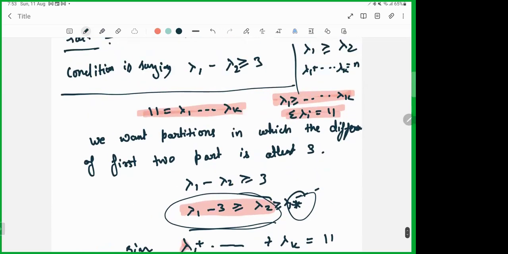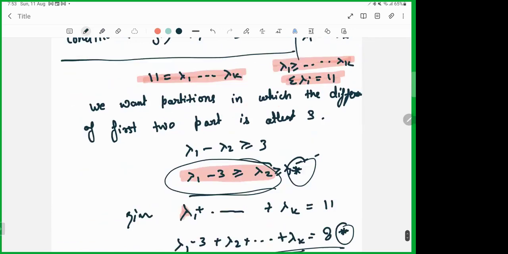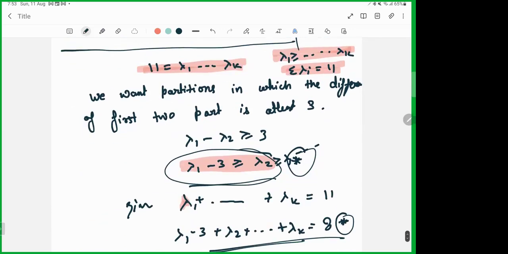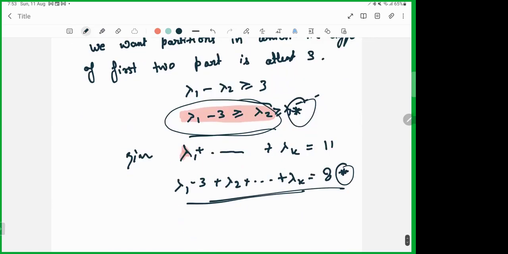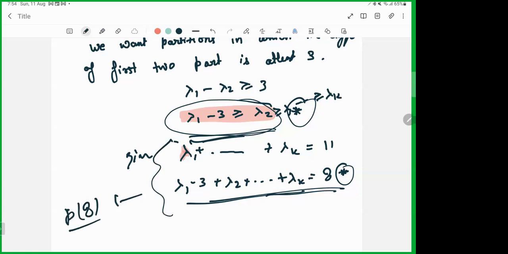I started with a partition of 11. I suppose this is a partition of 11. Then the condition given is lambda 1 minus lambda 2 is greater than 3. That means lambda 1 minus 3 is greater than lambda 2, and lambda 2 is greater than lambda 3, and so on up to lambda k. So this is the first condition. And the definition of partition gives you lambda 1 plus lambda 2 plus up to lambda k is 11. So that means lambda 1 minus 3 plus lambda 2 plus up to lambda k is 8. So these two conditions give you something. This is a partition of 8 now, provided there is a lambda 2. So have you got the idea?